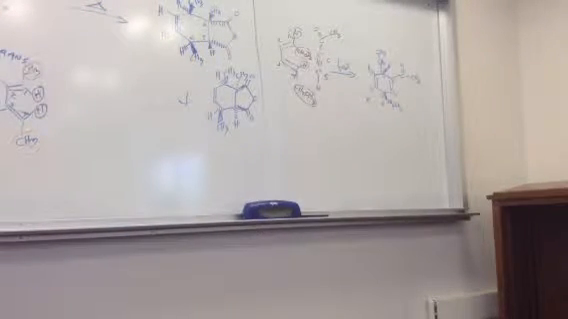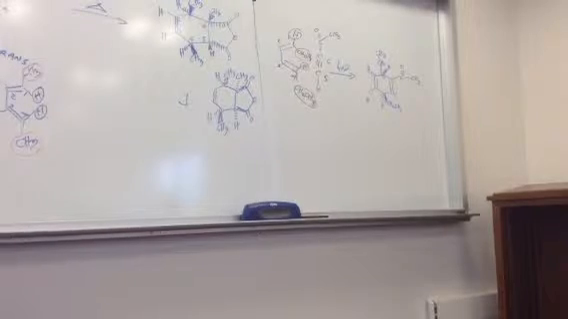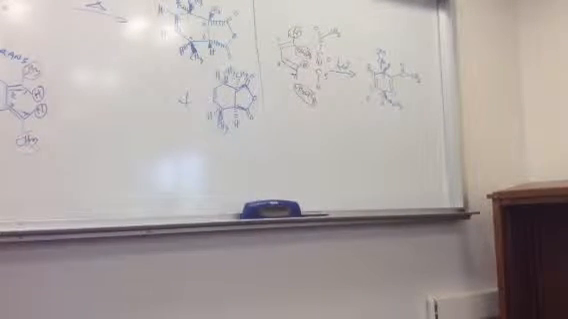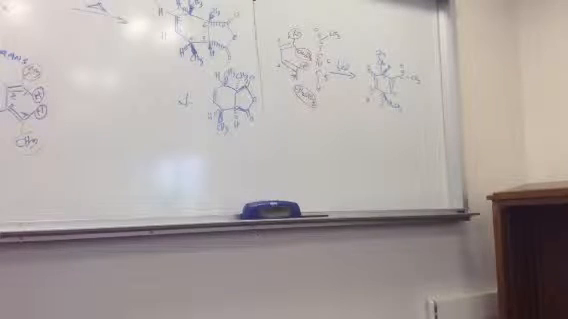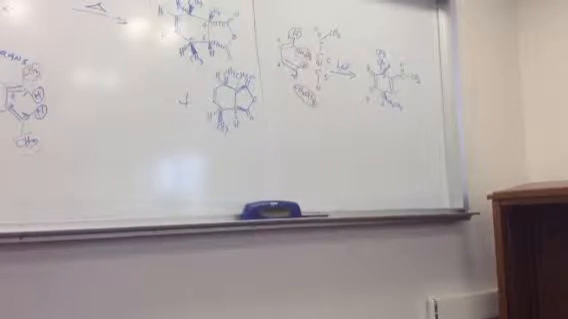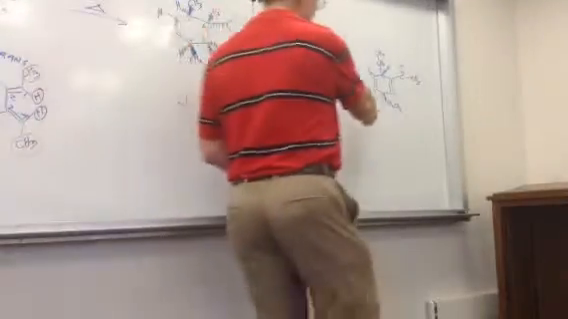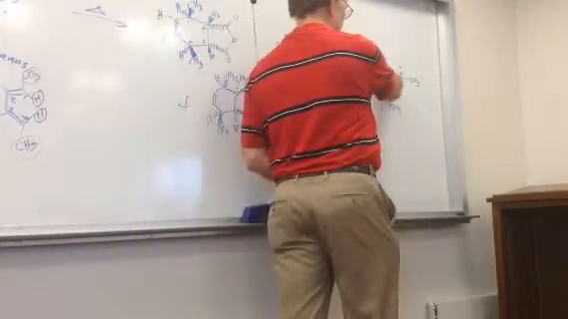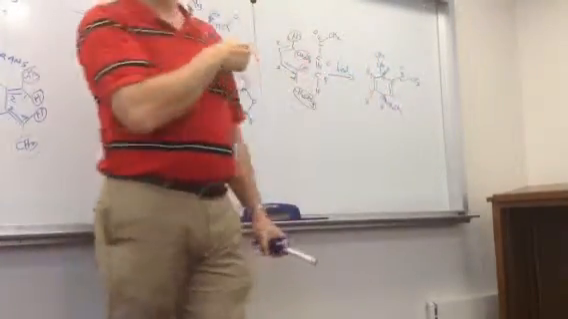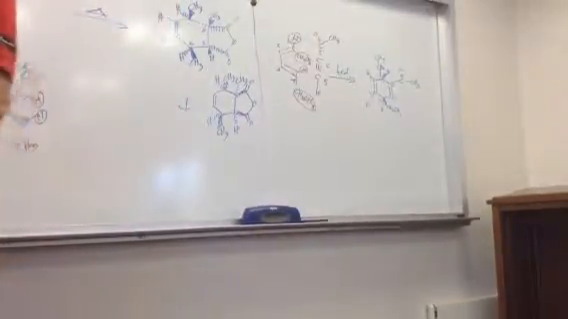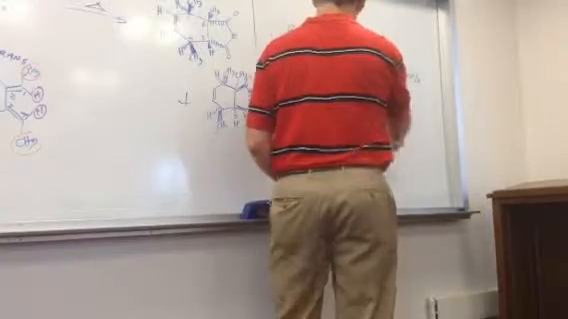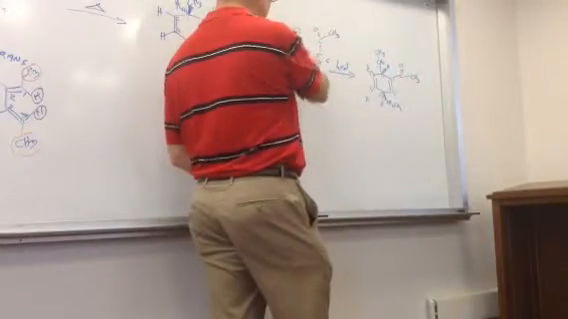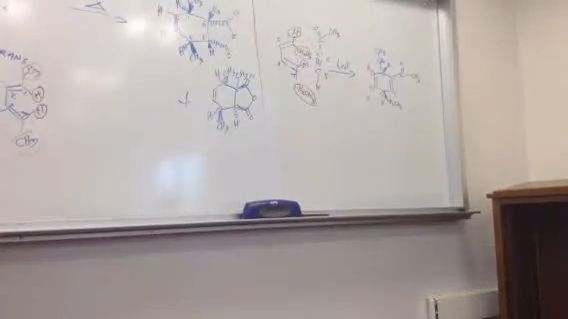Yeah, Anthony. In the product, on top you have the hash on the H, and at the bottom you have the wedge on the H. Thank you. So these 2 groups are trans to one another here. So they end up having to be in different positions here: 1 in and 1 out.